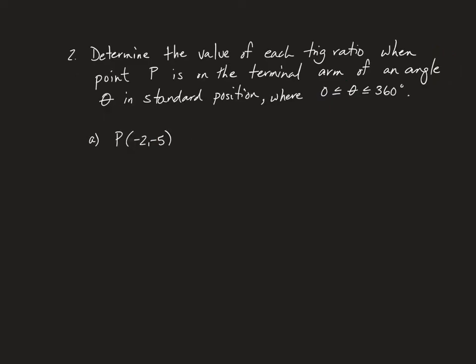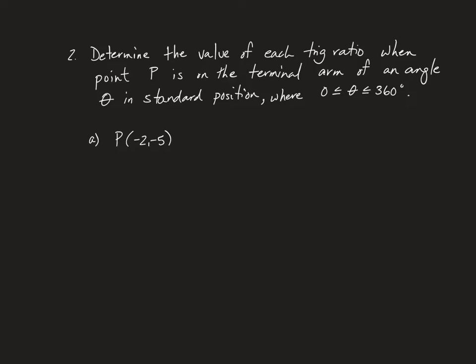So we're going to change gears a little bit now, and I'm just going to give you a moment to read the problem on the screen. What we're going to do is go back and address something that we did in the previous lesson, but we're going to nail down some specifics in it. Okay, what I want to do now is break down some of the key components in here. It says determine the value of each trig ratio.